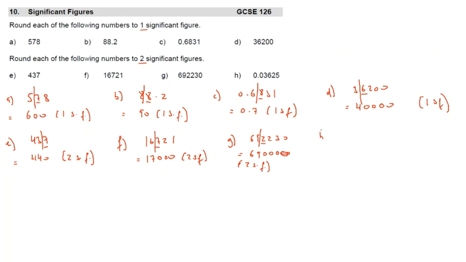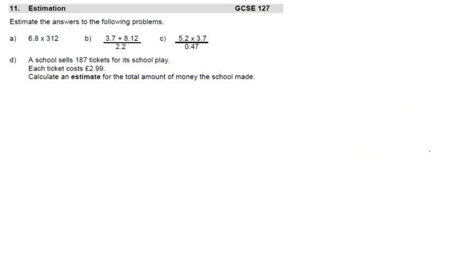And this last one, 0.03625. Okay, remember, don't count the zeros, so ignore. 1, 2, cut. 2 means stay the same. 0.036 to 2 sig figs. That is easy. Right, estimation. Remember, estimation means a sensible guess, not a wild guess.